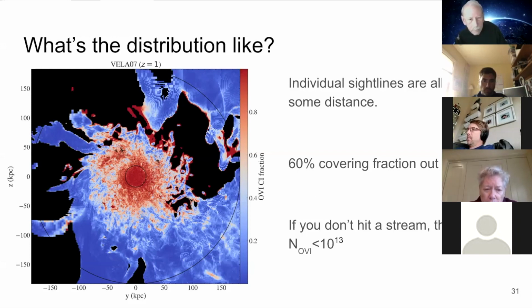The point here is that we have about a 60% covering fraction out to R_vir, and individual sightlines are all photoionized outside of about 0.3 R_vir. Inside, they're all collisionally ionized. And the puzzle there is something we'll get back to when we've talked about the ion fraction inside the interface and the bulk.